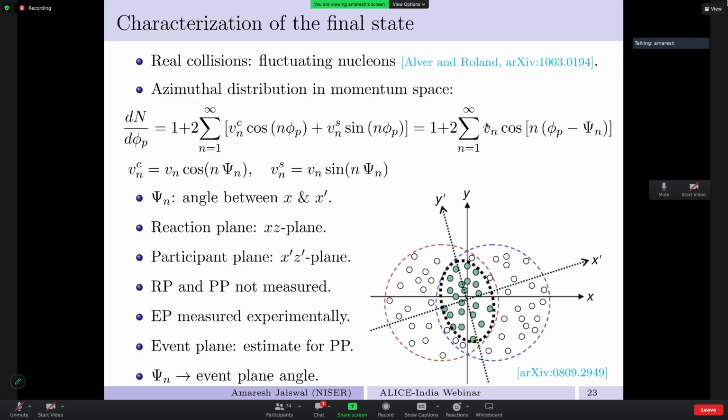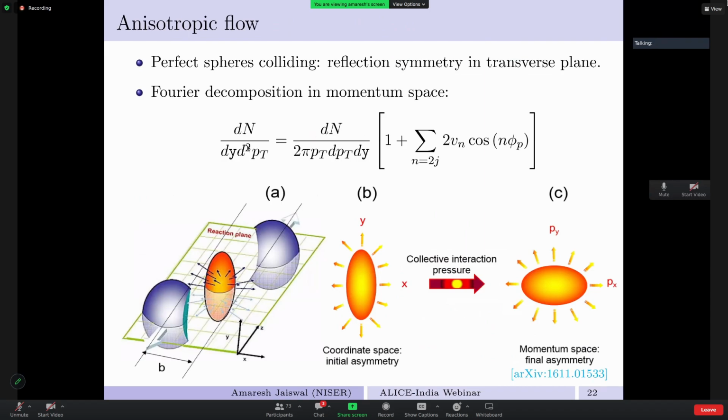These Vn coefficients don't depend on phi. Indeed phi p is different, but phi p and psi n will be different in each event, as you said. But this Vn coefficient, that is what tells me the momentum anisotropy, and that is independent of phi. That is exactly what we decompose into. So the phi dependence of the distribution here, for example, dy d2 pt, where d2 pt is pt dpt d phi p. This phi p dependence is what I Fourier decomposed.